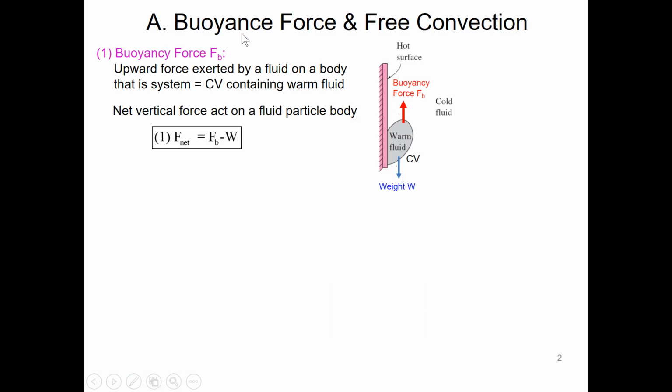A. Buoyancy force and free convection. First, this is our system with a hot vertical surface in contact with cold fluid at rest. We define this fluid particle as our control volume with two forces acting on it. One is a buoyancy force, the other is weight. Therefore, the net vertical force is buoyancy against weight.